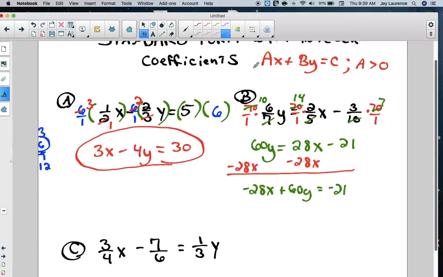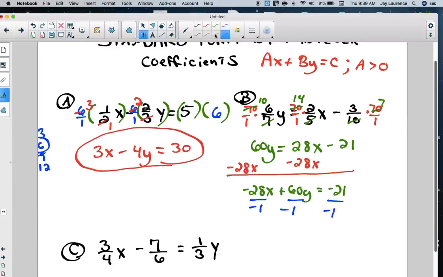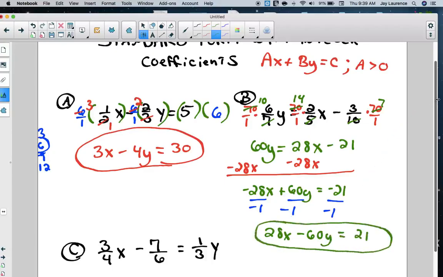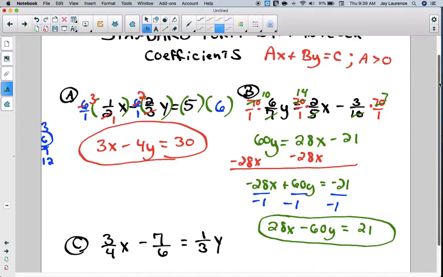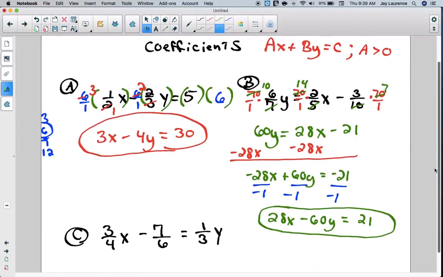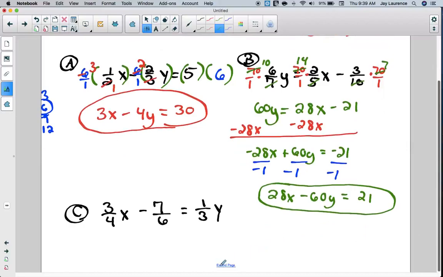Still not in standard form because a is not greater than 0. I'm going to divide by negative 1, but I'm going to do it 3 times. Half, half, and half. And so now I will get 28x minus 60y, and that will equal positive 21. And there we go. Standard form, integer coefficients. All right. If you haven't done so already, pause the video and try C no matter what class you are in.